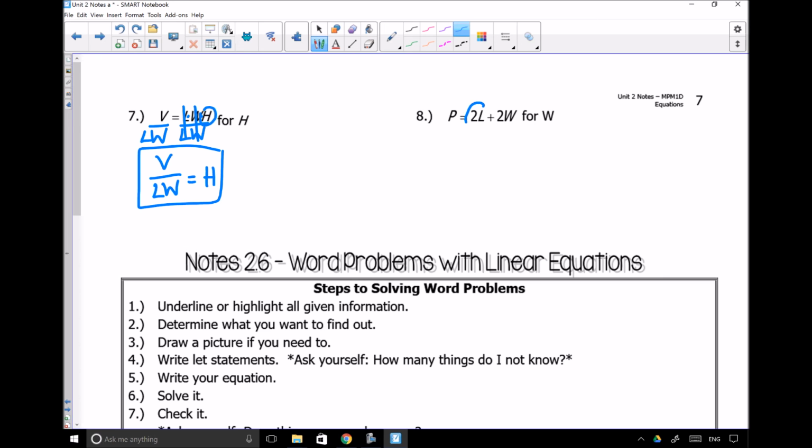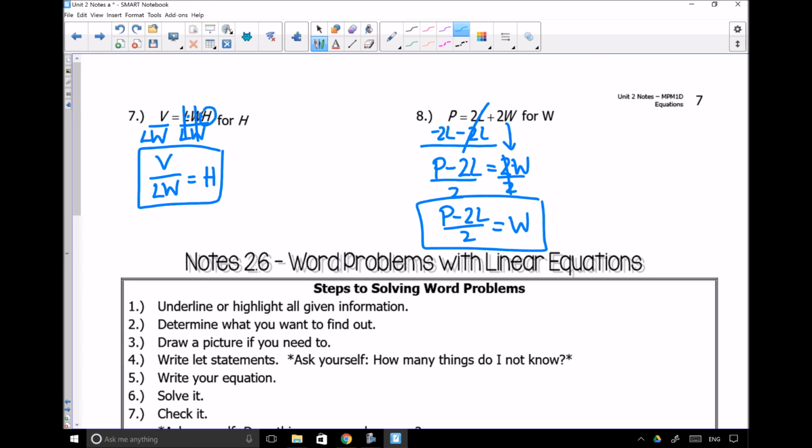So the first thing I'm going to do is get rid of the 2l. How do I get rid of this 2l? I'm going to subtract 2l from both sides, like this. So minus 2l, minus 2l. These 2l's cancel out, so I get p minus 2l equals, I've got my 2w left over. Well, what's the opposite of multiplication? It's division. So I'm going to divide everything by 2. So that means that p minus 2l over 2 is equal to w, and I've gotten my w alone.